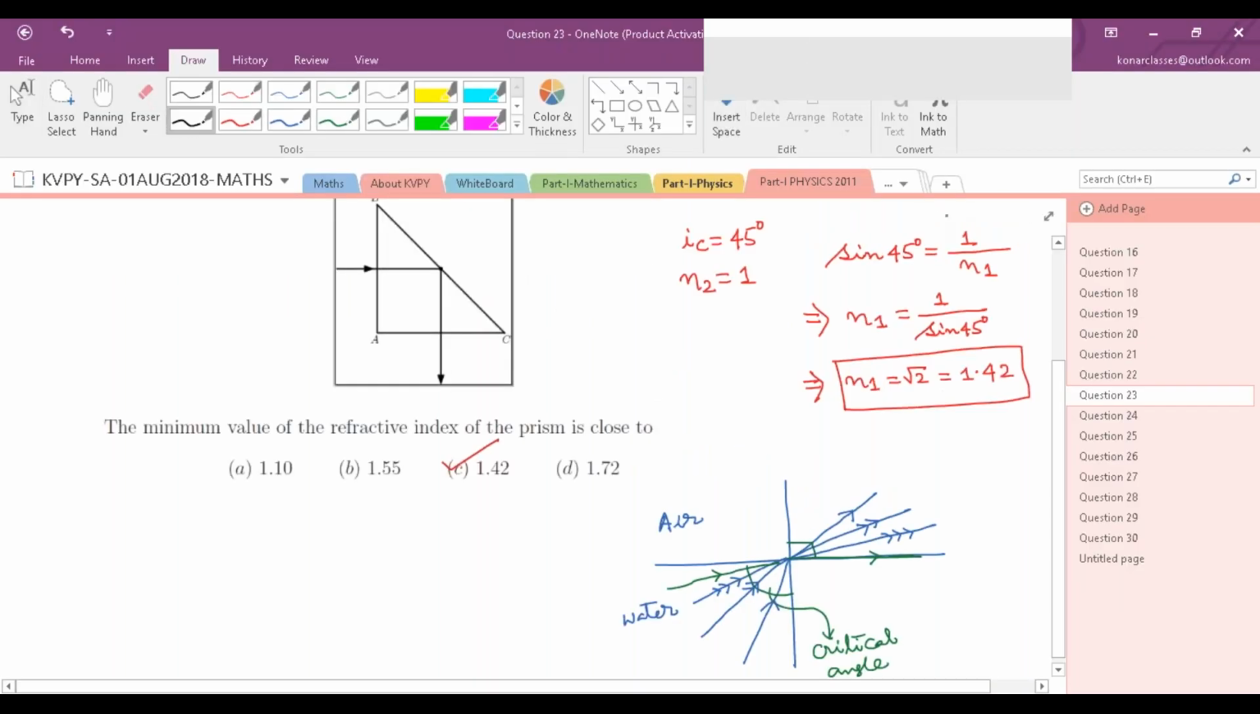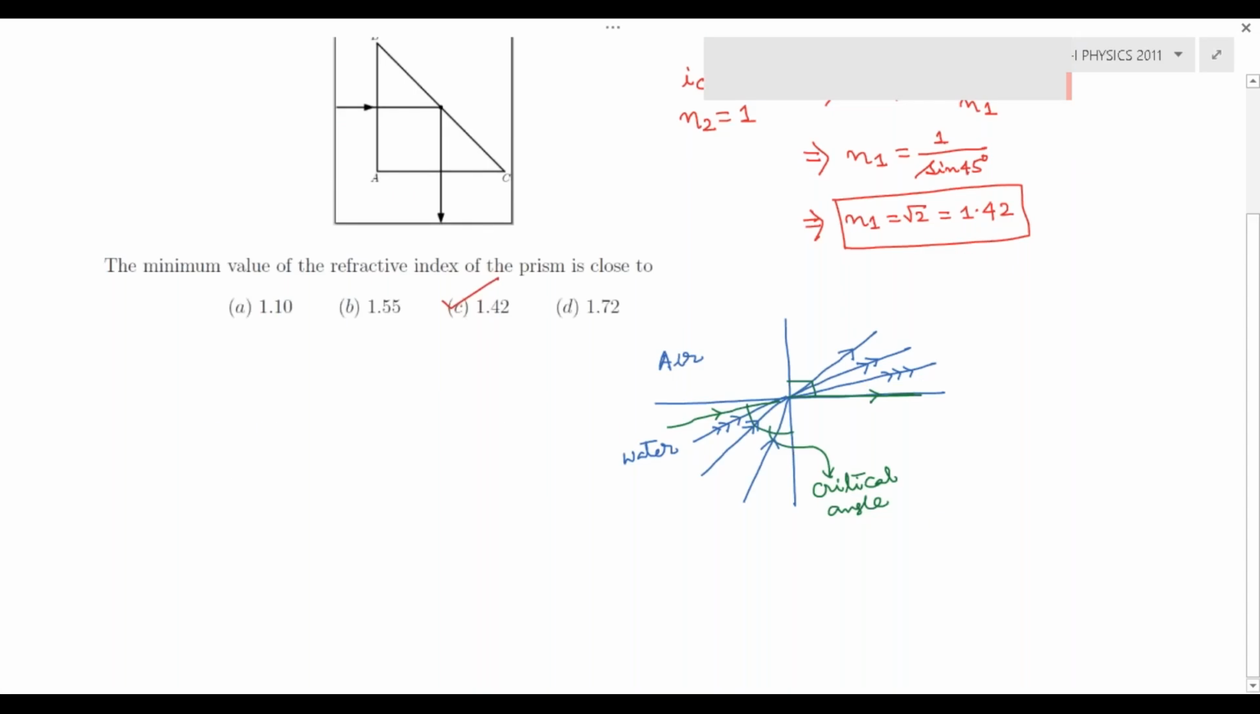Suppose, let me use this color. So if you make an incident ray beyond this, what will happen? That complete ray will be reflected back into the same medium. There will be no refraction. It will be reflection. That is why it is called total internal reflection. Is it clear? Critical angle.